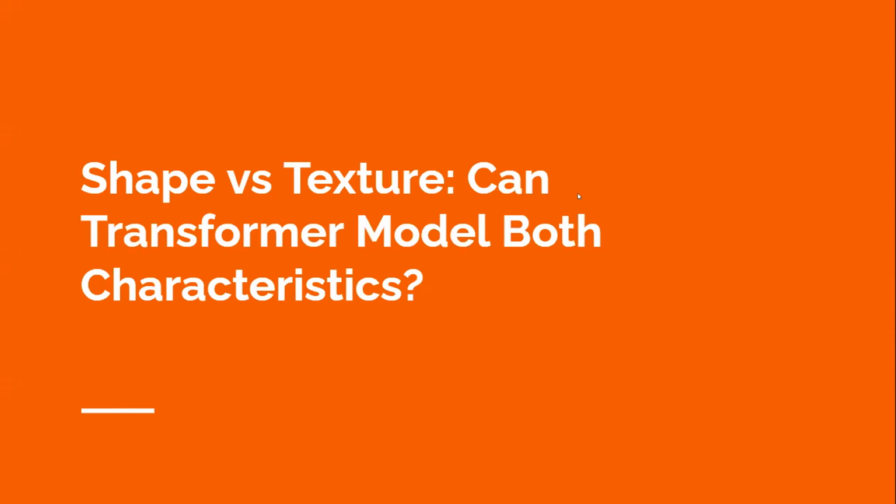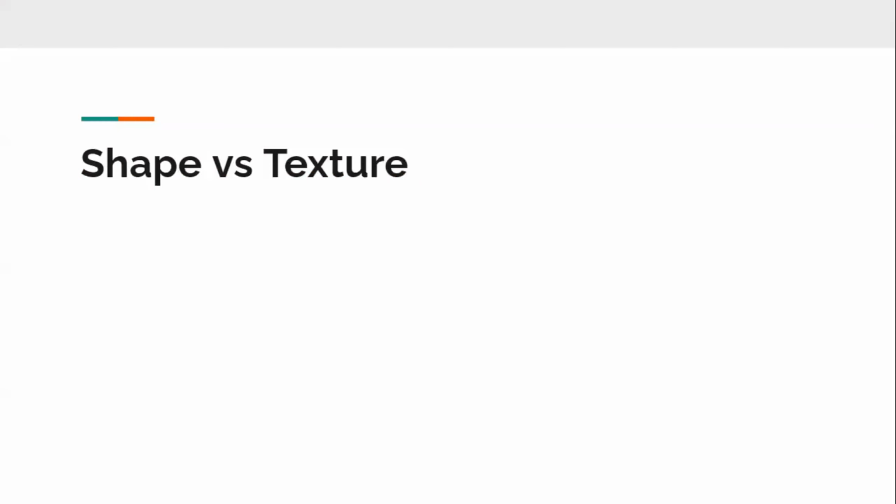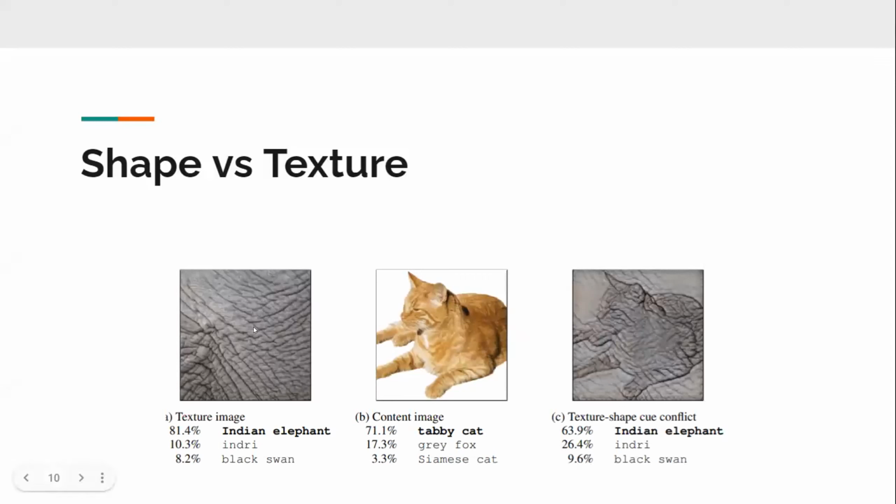Okay, they also wanted to know if they can model both shape and texture with transformers. And why did they decide this? Well, a paper they cite stated that CNNs base more of their decisions on the texture of an image than the shape of an image. As an example, when presented this image, a ResNet-50 said that is an elephant. When presented this image, it said that was a cat, but when you overlay the shape of the cat over the elephant skin texture, it identified this as an elephant. That paper overall found that CNNs tend to identify based on texture; they're biased towards it.